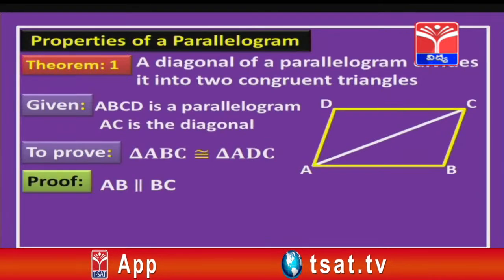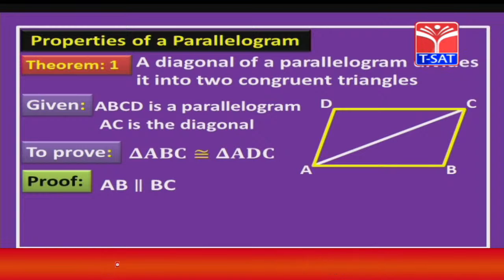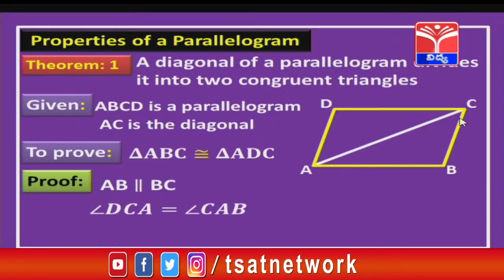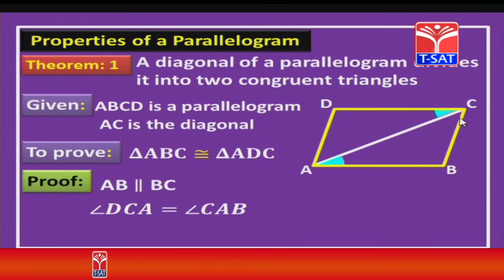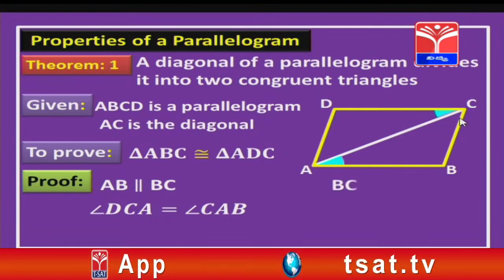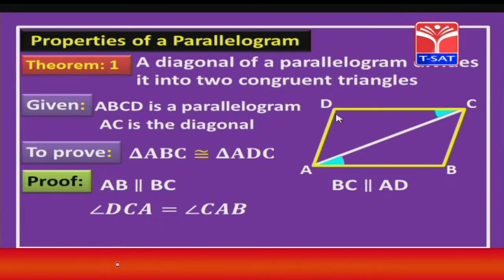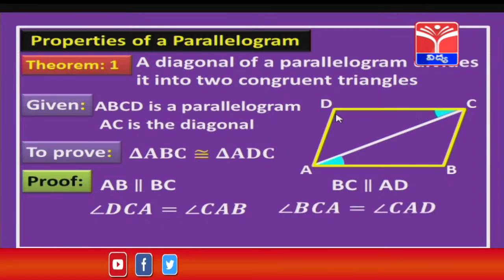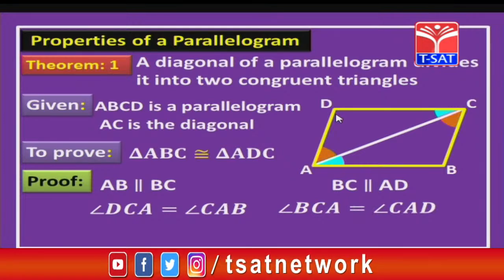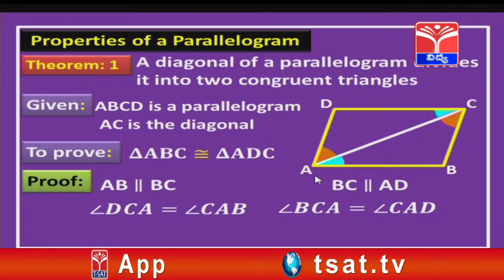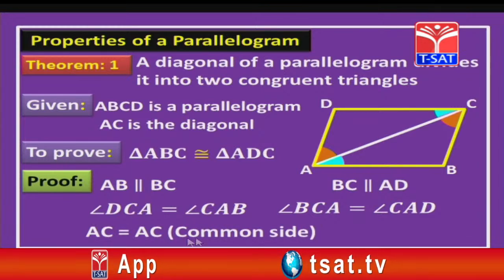Okay, children. Here, AB is parallel to CD, both are parallel to each other, and I can write angle DCA is equal to angle CAB. You can notice from the figure, angle DCA and angle CAB are equal. At the same time you have the other pair of opposite sides, BC and AD, which are parallel. Again I can write angle BCA is equal to angle CAD. Why are these two pairs of angles equal? Because they form alternate interior angles, and also notice that AC equal to AC is the common side.